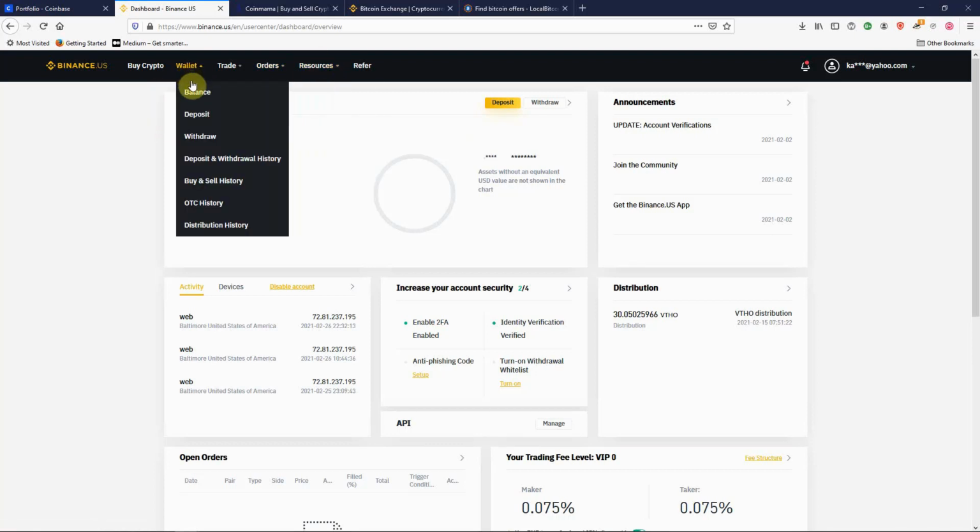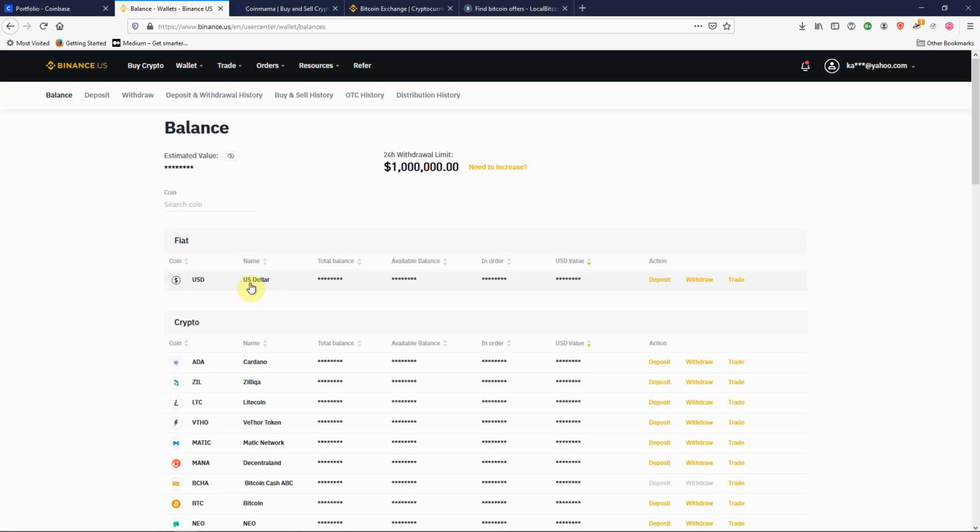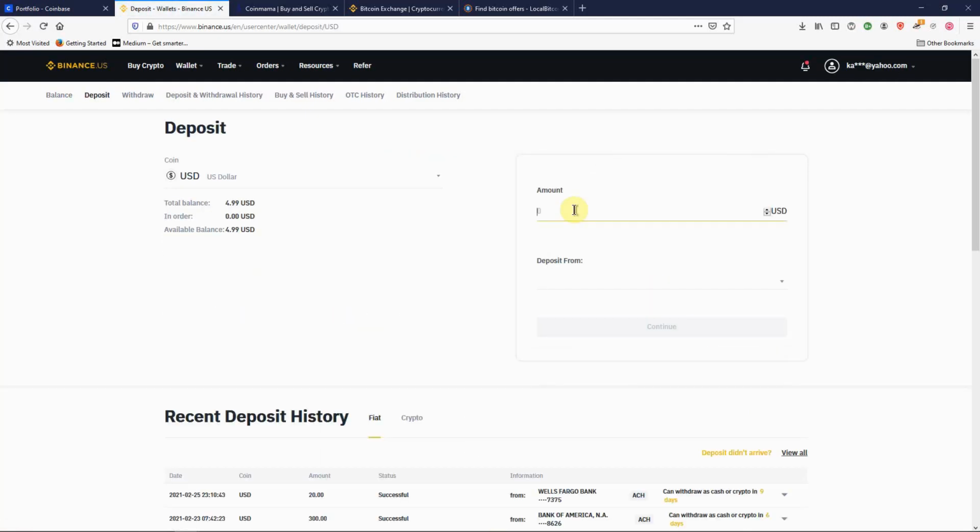So the first thing we want to do here is go to our balance. This is where we're going to deposit US dollars into our account so we can buy some crypto. You're going to go down here where it says deposit and click on that. Through the setup process, you might have already attached your bank details, your credit card or debit card, or bank account.